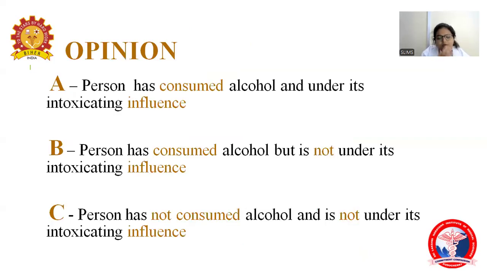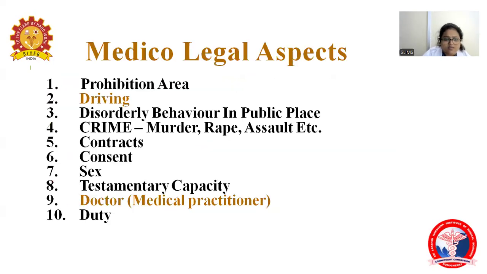Based upon all these things, the opinion has to be given as one of three scenarios: the person has consumed alcohol and is under its intoxicating influence, or the person has consumed alcohol but is not under its intoxicating influence, or the person has not consumed alcohol and is not under its intoxicating influence. So these three are the opinions that can be given for a certificate of drunkenness. So let's look at some of the medico-legal aspects also.